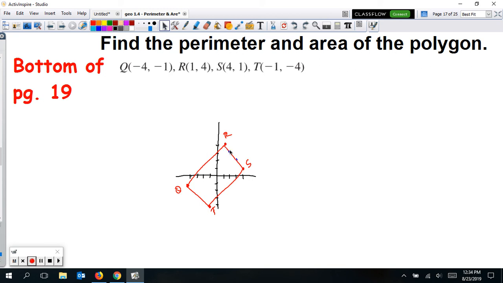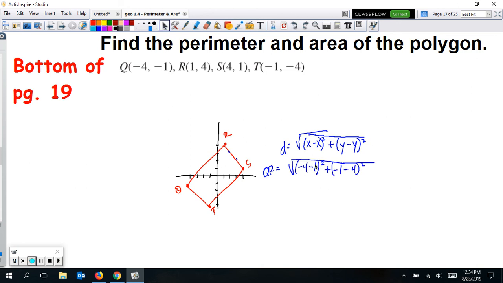But we're going to have to use the distance formula to find the distance of these. So first, remember the distance formula. Well, I'll put it down here. Subtract the x's, square it, plus subtract the y's and square it. So let's start with finding QR. So that's the distance of these two, point Q and point R. So we're going to subtract the x's, -4 minus 1, and then subtract the y's, -1 minus 4. So it'll look like that there.